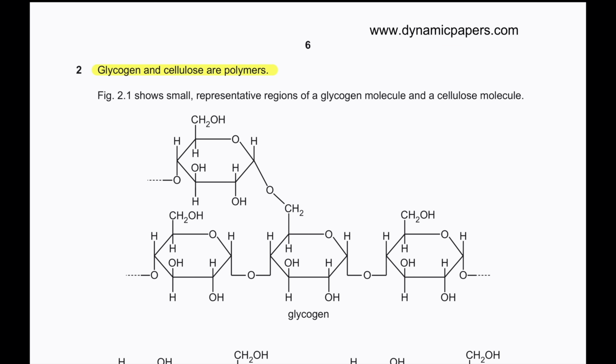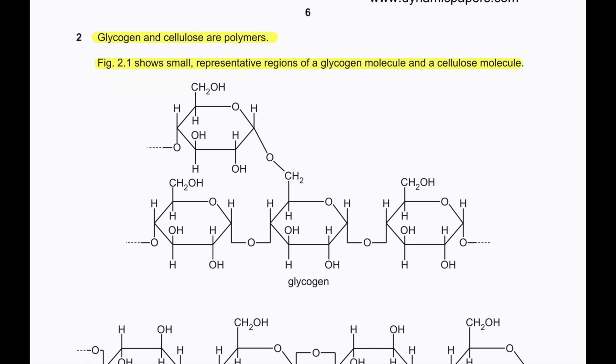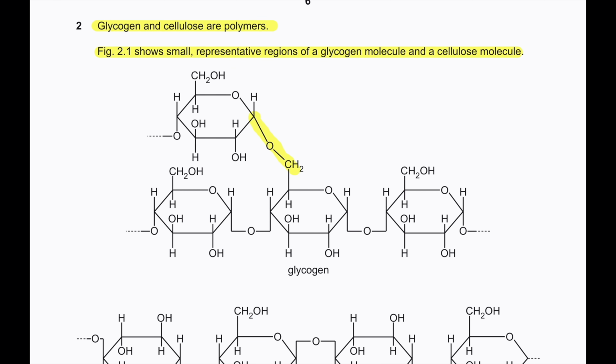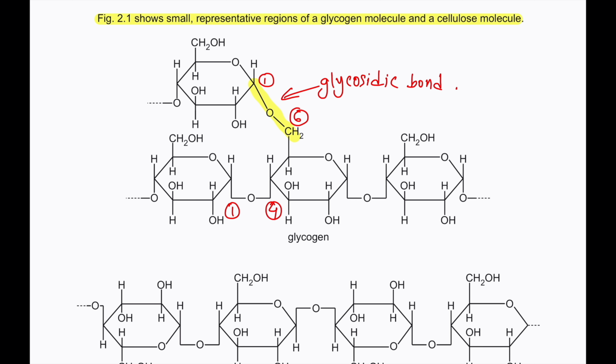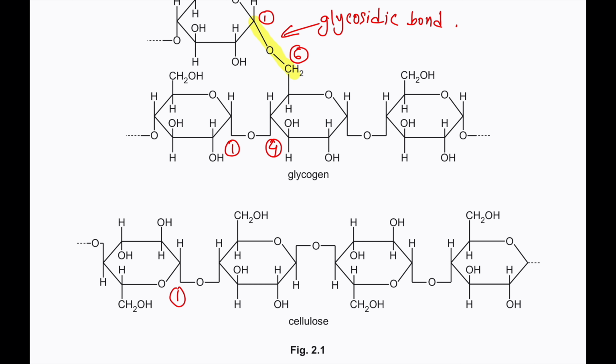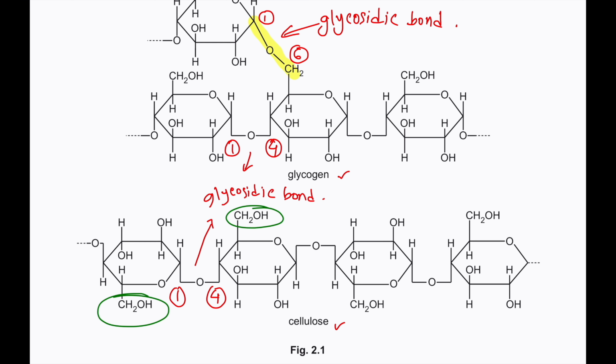Glycogen and cellulose are polymers. Figure 2.1 shows a small representative region of a glycogen molecule and a cellulose molecule. We can see here a 1,6 glycosidic bond, at the 1st and 6th position. And this one represents a 1,4 glycosidic bond, whereas in cellulose we see 1,4 glycosidic bonds as well. This is the similarity between both glycogen and cellulose. However, in the cellulose molecule, the glucose molecules are inverted by 180 degrees. The 6th position carbons are inverted by 180 degrees.